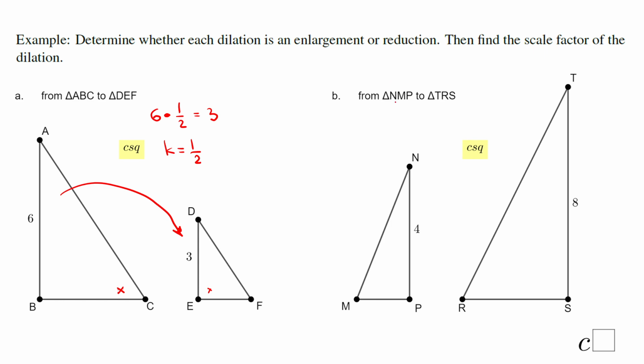On the second one, we're looking from the triangle NMP, the small one, to triangle TRS, the large one. So obviously this one will be an enlargement, and the scale factor will be 4 times what is 8, and that will be nothing else than 2. That is the scale factor. So we have an enlargement, and the scale factor is 2.